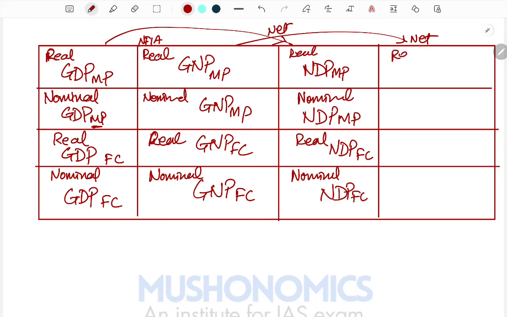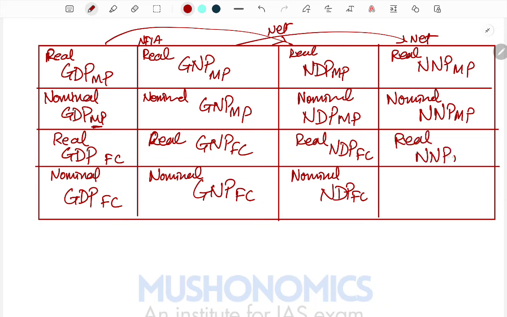And we can also talk about real NNP at market price. Now again national product will come if we subtract the NFIA. So this will be nominal NNP at market price. Now this is real NNP at factor cost, and this is nominal NNP at factor cost, right? So I hope we understand the meaning of all these variants, what things are included in them and what not. I hope we will be finishing this national income part.